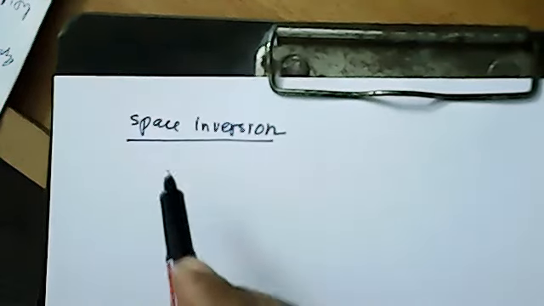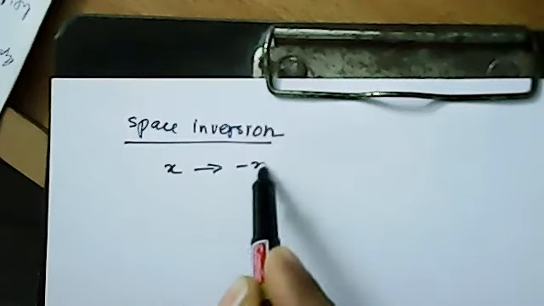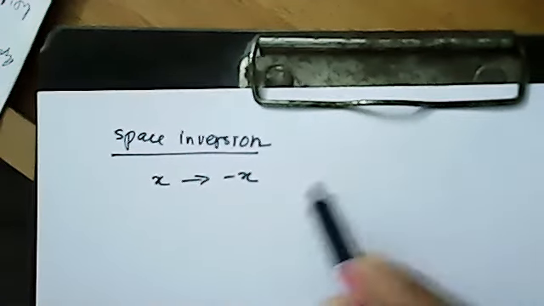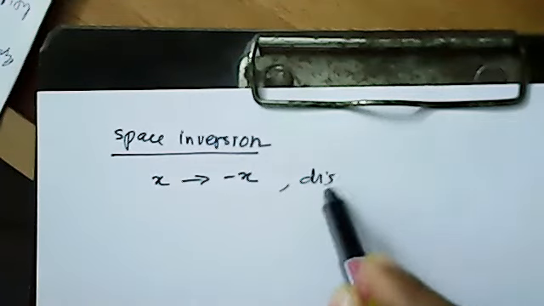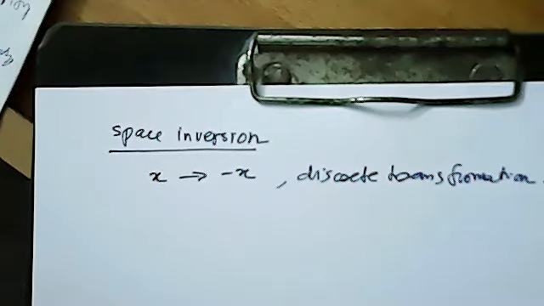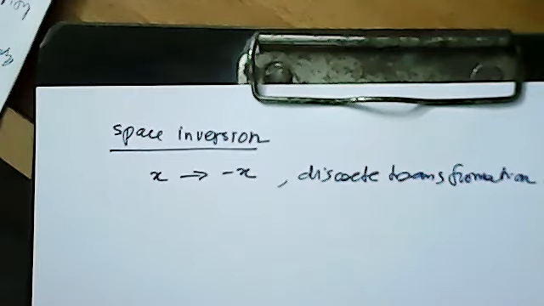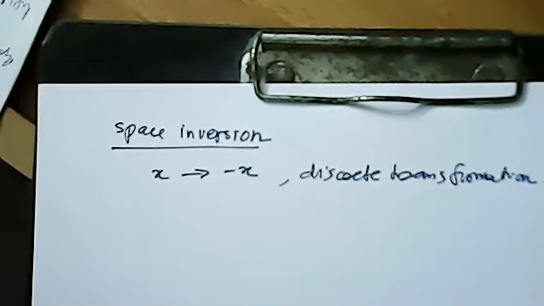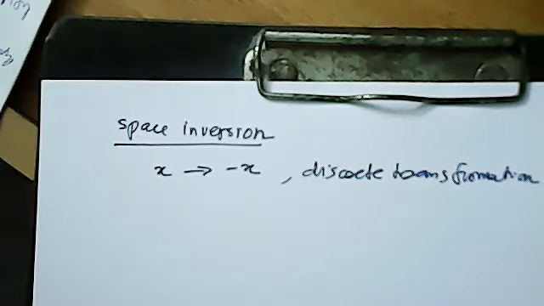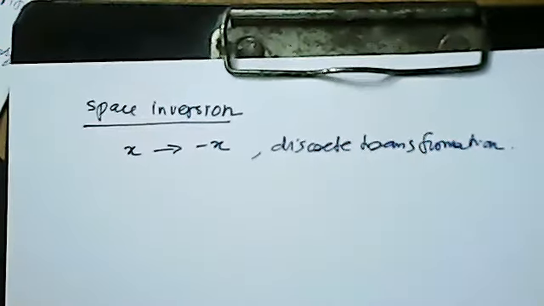So here also we do the same thing. We change x to minus x. If it is one dimension, you change x to minus x. So this is a discrete transformation. Don't think that when you change from x to minus x, it goes from positive x, decreases, reaches 0, then reaches minus x. It is not like that. When you do this operation, immediately x changes to minus x. There are no in-between states between x and minus x. That is why we call this a discrete transformation.